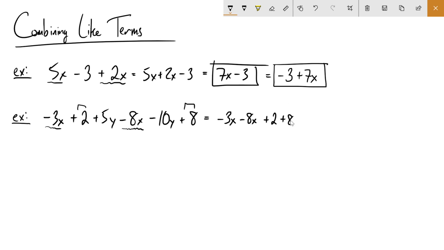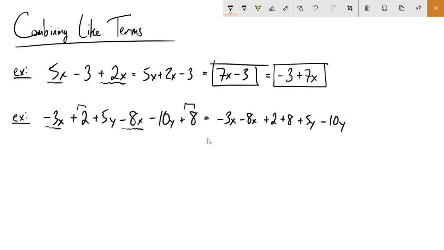Yeah, a plus 8. And then we have a plus 5y and a minus 10y. So you can rearrange terms as much as you want. Just take the sign with you, and then you can combine them. You don't have to rearrange them to combine them. If you can see how to combine them to begin with, that's totally fine.